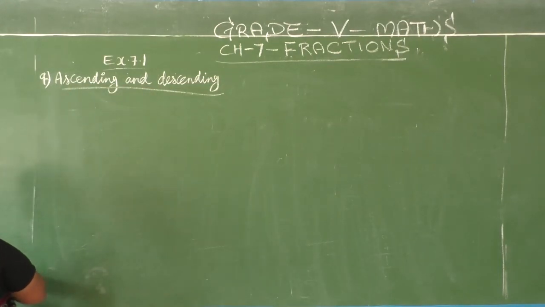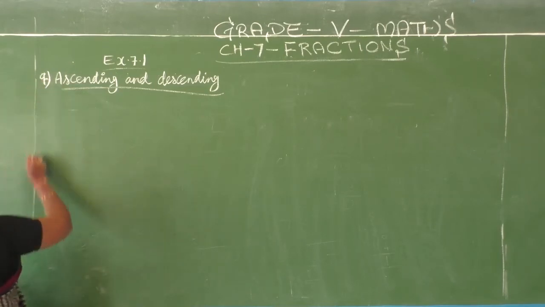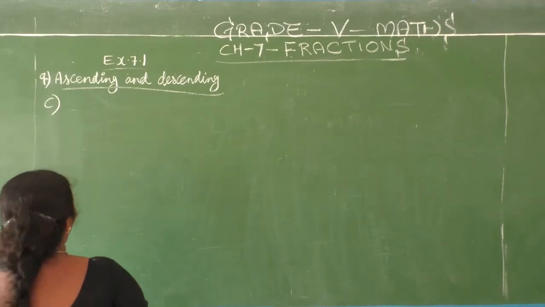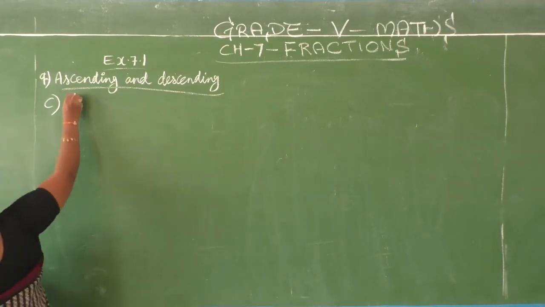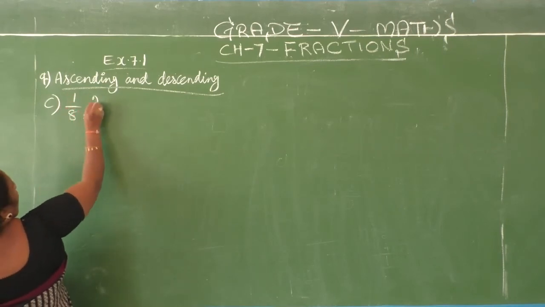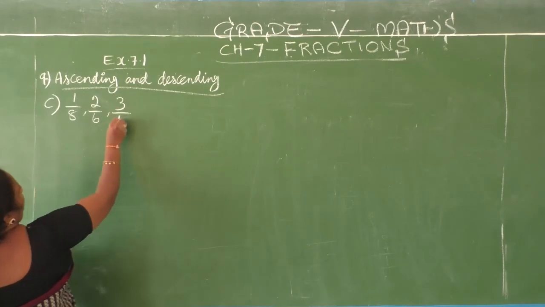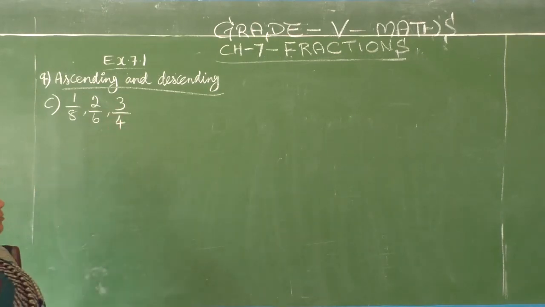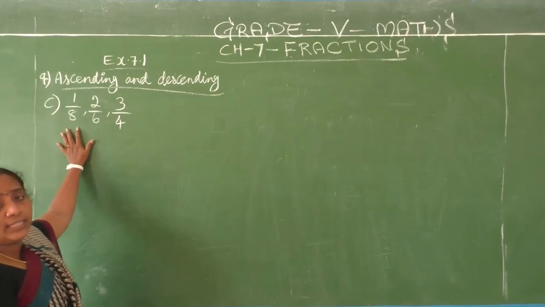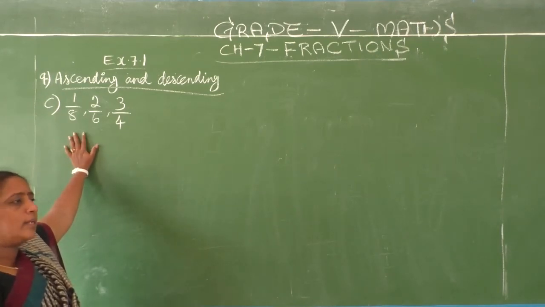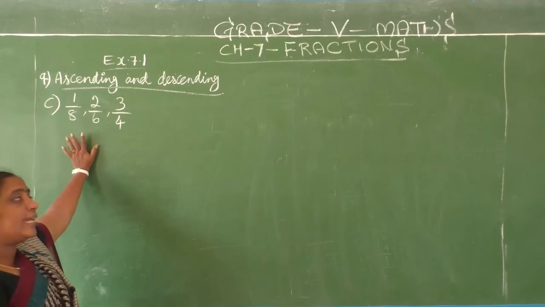I work out the C1. What is the C1? 1 by 8, 2 by 6, comma, 3 by 4. What is the heading they gave? First we have to convert these fractions into like fractions. So what is the rule to make like fractions?